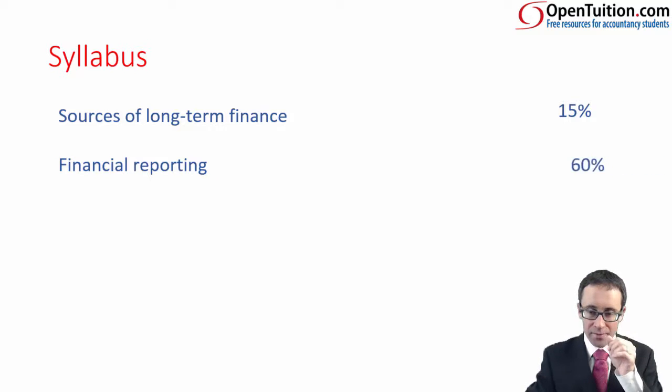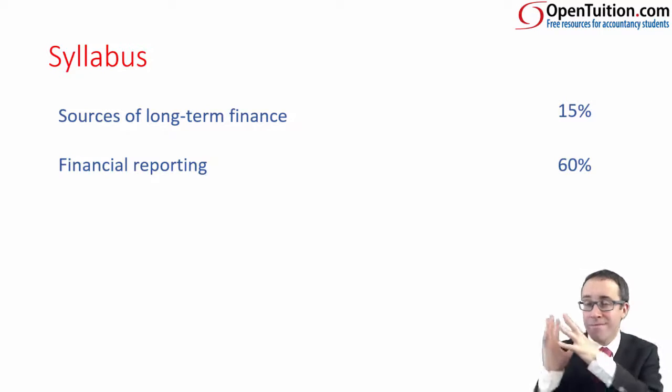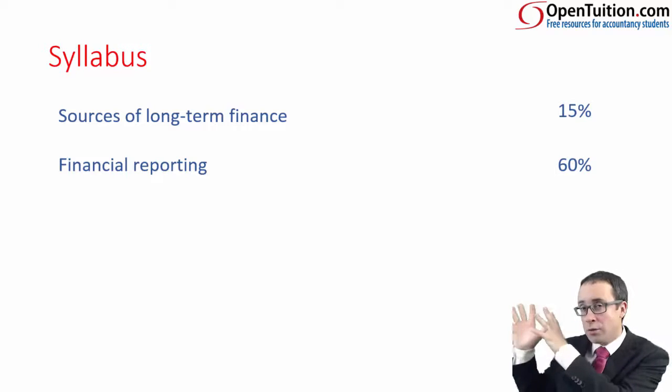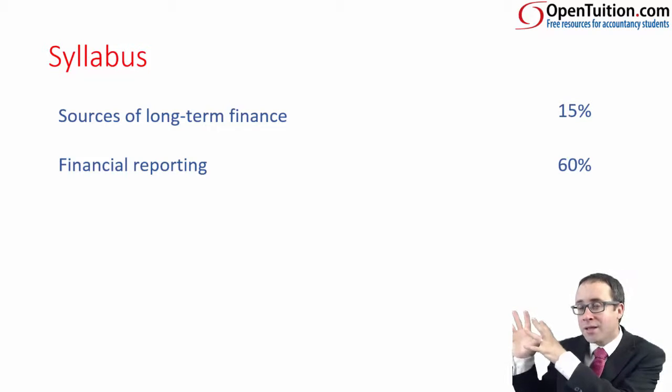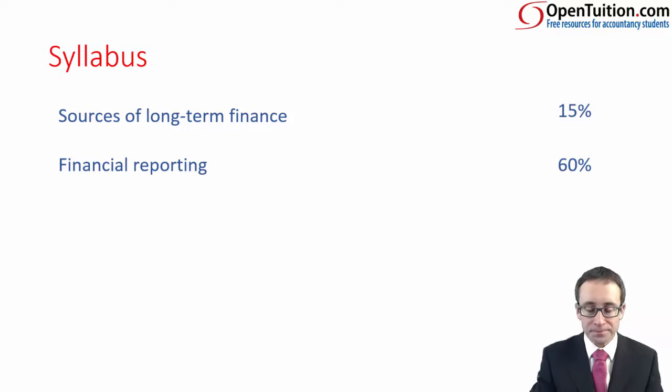The good thing, however, is that this is a big part of the syllabus, very computational, and it's 60%. 60% of 60 is 36 questions. That's a massive part of the syllabus, but don't just go through and focus upon that. You need to make sure that you cover all aspects of the syllabus.